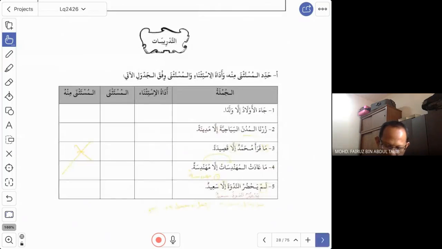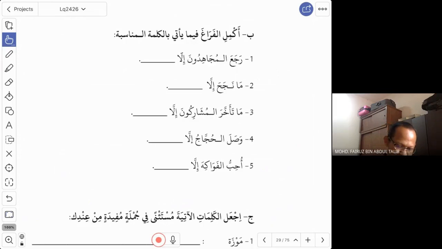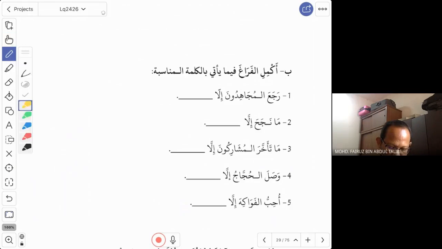Now we look at at-tadrib al-thani. At-tadrib al-thani: akmil al-faragh. Akmil al-faragh bil kalimatil munasibah, fill in the blank with the suitable kalima. And of course, since they are using illa, this kalima munasibah is of course the mustasna. This is of course the al-mustasna.